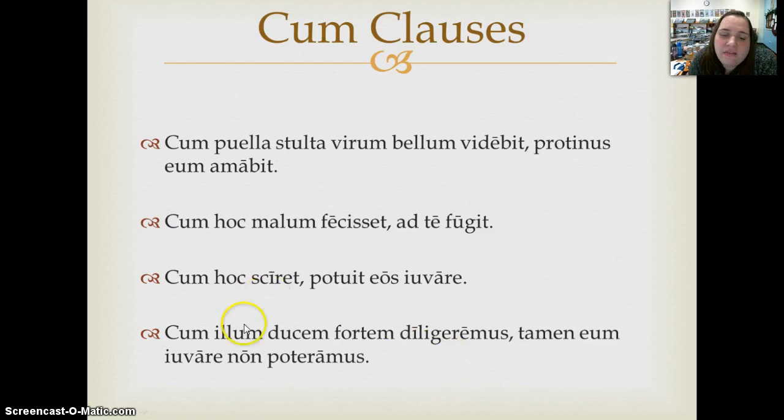And then we have our cum clause. What's happening in here is we respect or we esteem that brave leader. Nevertheless, we were not able to help him. So I think this is an adversative cum clause. Although we respected that brave leader, nevertheless, we were not able to help him.